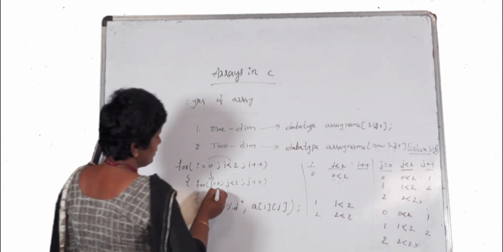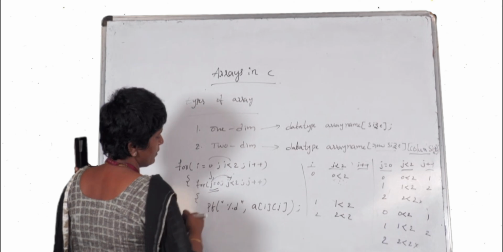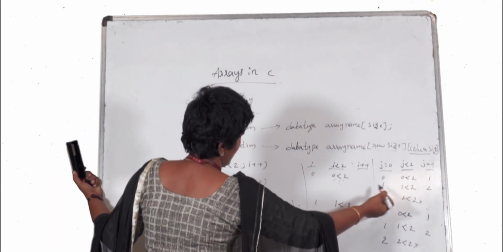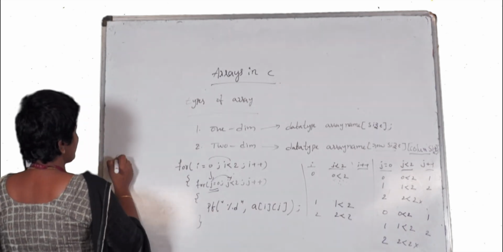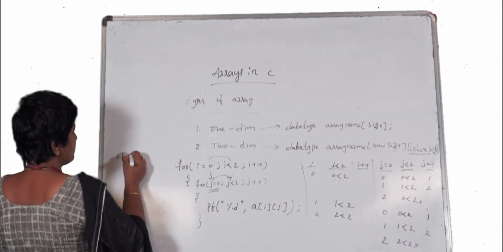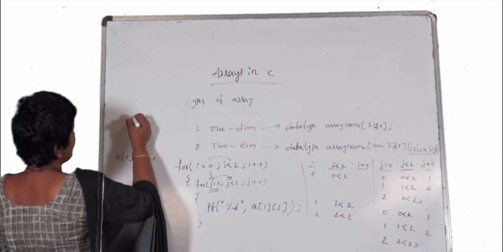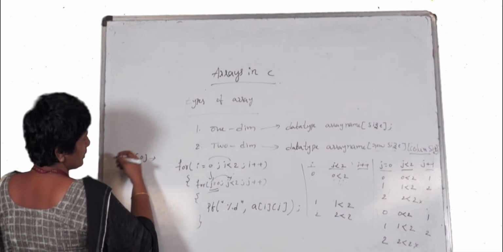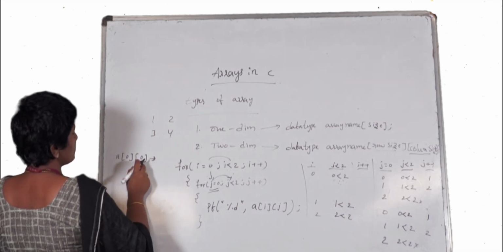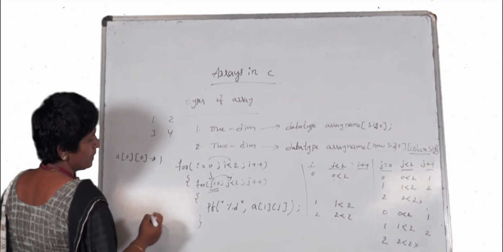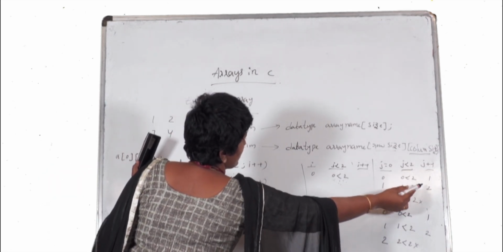j is initially 0, and 0 less than 2. After that it will print the a of i and j value. What is a of i and j? The i value is 0 and the j value is 0. Already, while reading the elements, we took 1, 2, 3, 4. That means it will print the a of 0, 0 value as 1. Next, j will be incremented. That means j becomes 1.